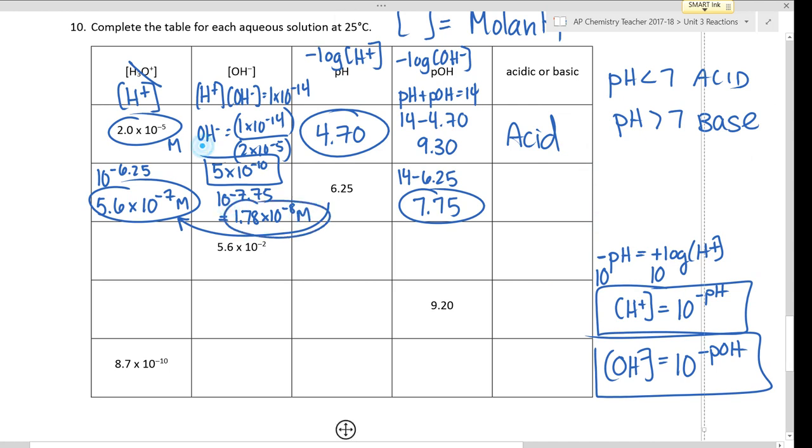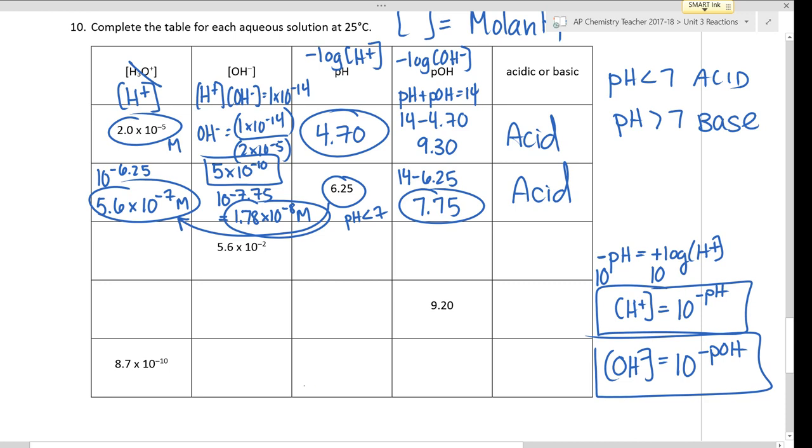I don't know if you guys notice when you look at these two numbers, the exponents should add up to 15. So 7 plus 8, they add up to 15. And then this one, again, the pH is less than 7, so it is also an acid. Okay. So everything is then some variation of this.